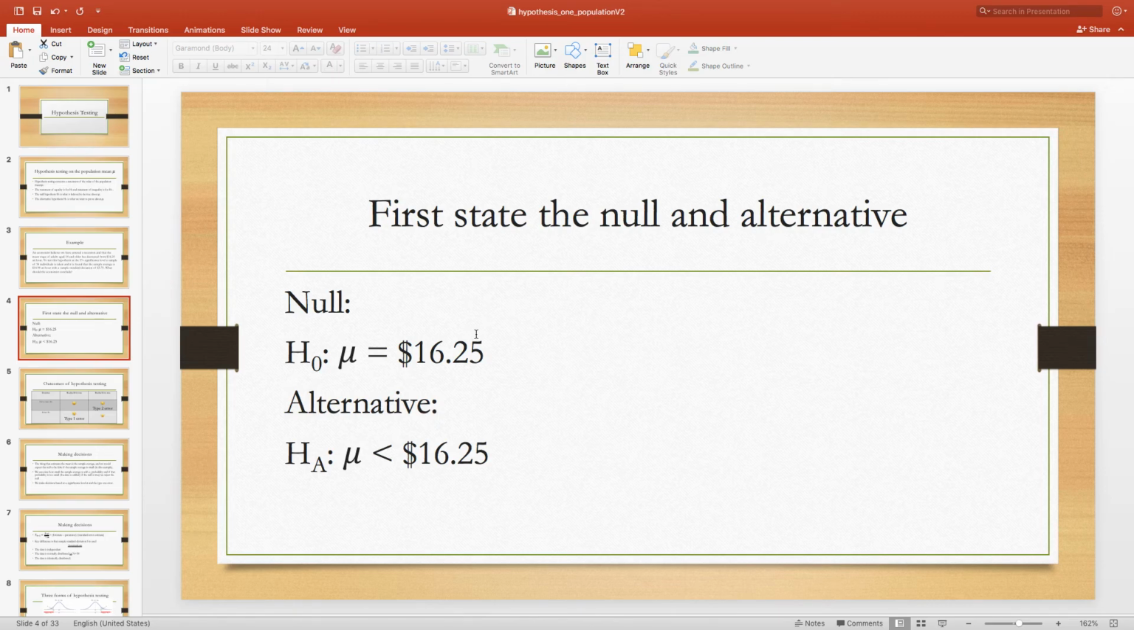So first, let's just decide on the null and the alternative. The null hypothesis is what's currently true, and that is that the population mean wage is $16.25. Okay, that's the status quo. The alternative, what the economist wishes to establish, is that this wage has decreased. Okay, so the statement of the alternative is that the mean is less than.